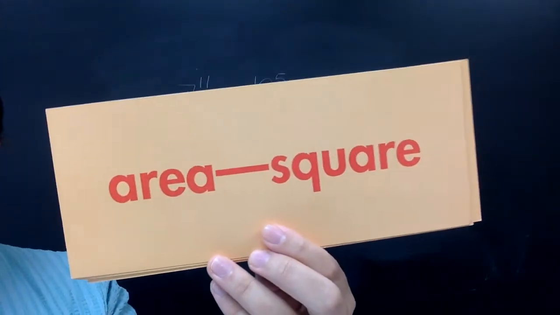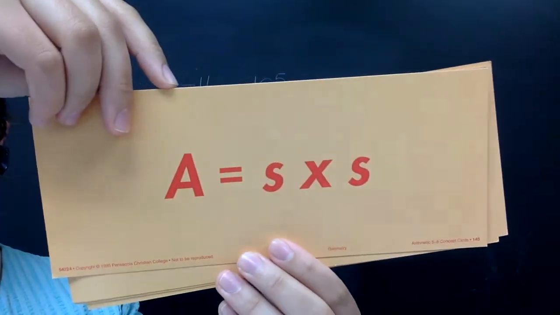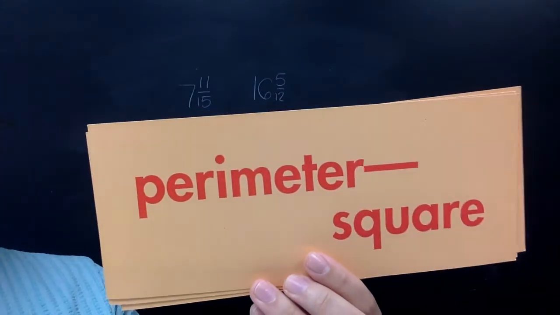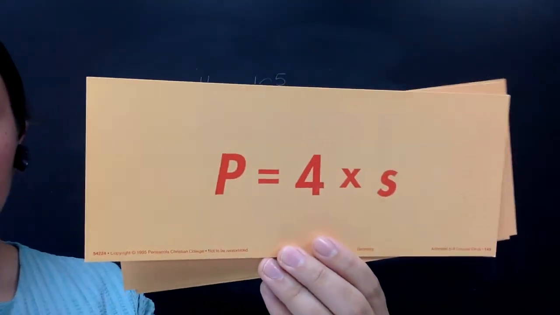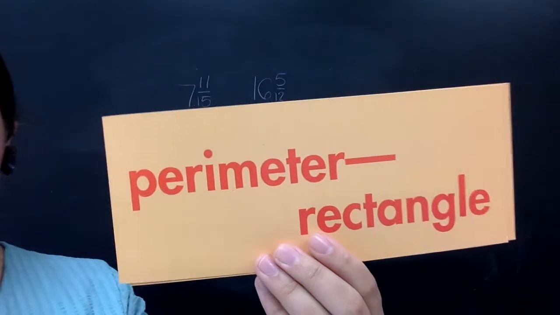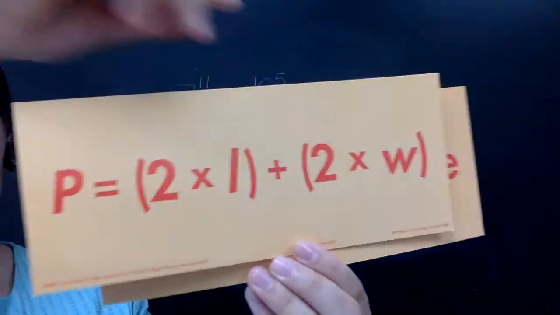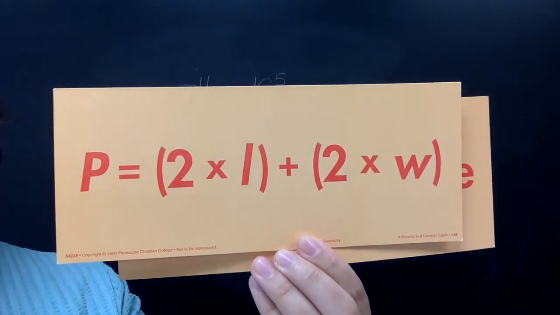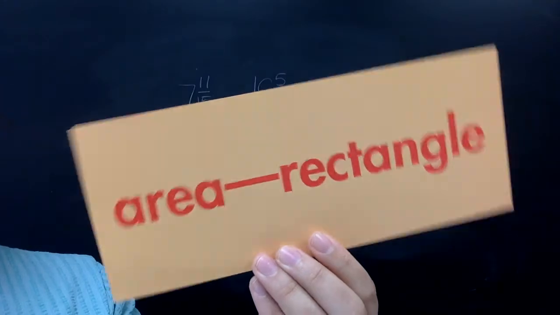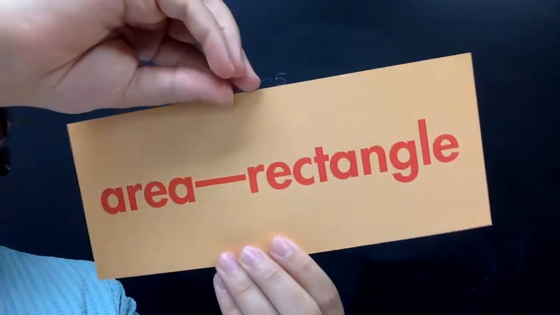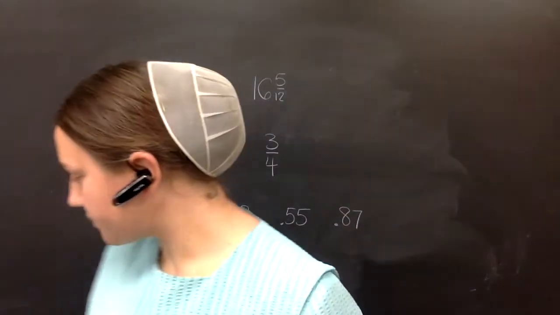Formula for the area of a square. A equals S times S. Formula for the perimeter of a square. P equals 4 times S. Perimeter of a rectangle. P equals, in parentheses, 2 times L plus, in parentheses, 2 times W. And area of a rectangle. A equals length times width.